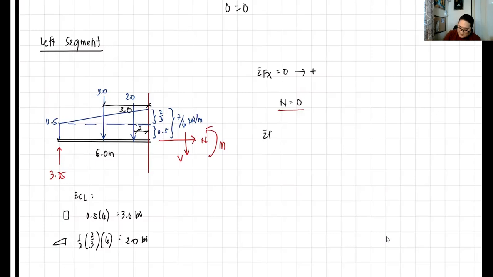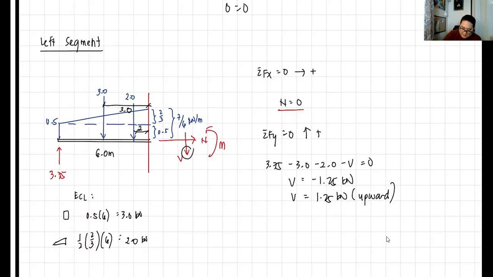Then summation of forces y is equals to 0, taking upward as positive. So we have yung 3.75 minus yung 3.0 minus 2.0 minus v is equals to 0. So kunin lang natin si v, transpose natin. So 3.75 minus 3 minus 2. So that is also a negative value. So negative 1.25 kilonewton. So ibig sabihin, pag negative yung sign, mali yung assumption natin. So, dapat 1.25 kilonewton upward siya.